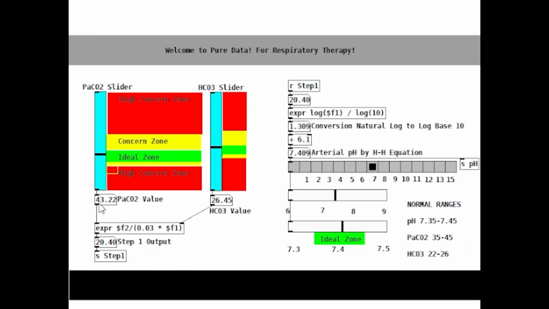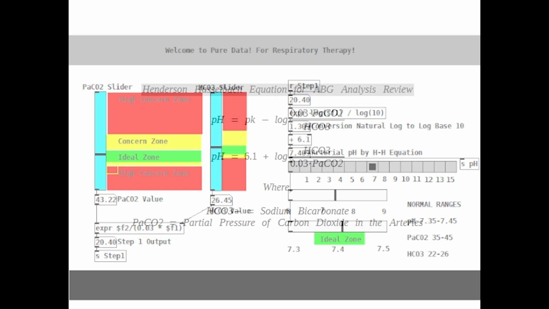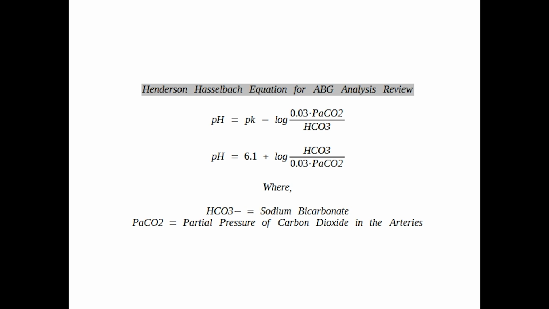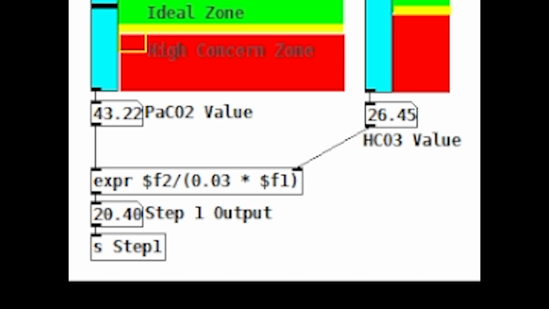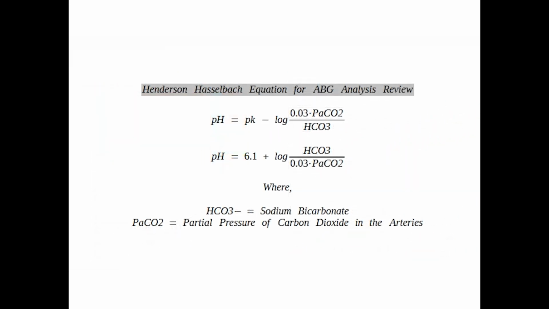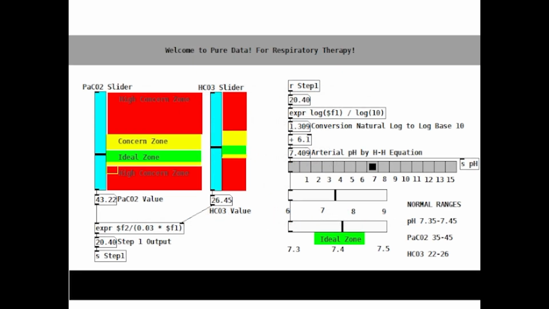Now, with the two values that we pick, it will feed into the Henderson-Hasselbalch equation. So here it is again, where bicarbonate is divided by the product of PaCO2 being multiplied by 0.03. So we have that over here in the pure data sketch, where the bicarbonate feeds into one part of the equation, and the PaCO2 feeds into the other part of the equation. The PaCO2 in this one is feeding into the money sign F1, and the bicarbonate is feeding into the money sign F2. So if we look back at the equation, we can see bicarbonate on top being divided by the product of 0.03 and PaCO2. So we can see that that's occurring in this box with those two values being plugged in, and then we get the value from that.